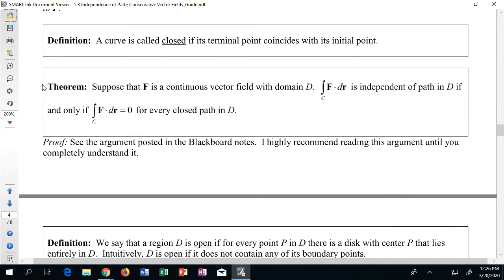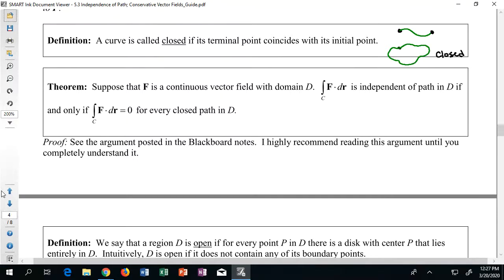A curve is called closed if its terminal point coincides with its initial point. Again, that would be like if I had a curve out in space that started at this point, it would not be closed if it just started and stopped at two different spots. But if I had a curve that started somewhere and ultimately arrived back at the same point, I would refer to the second one as closed. So that's a closed curve.